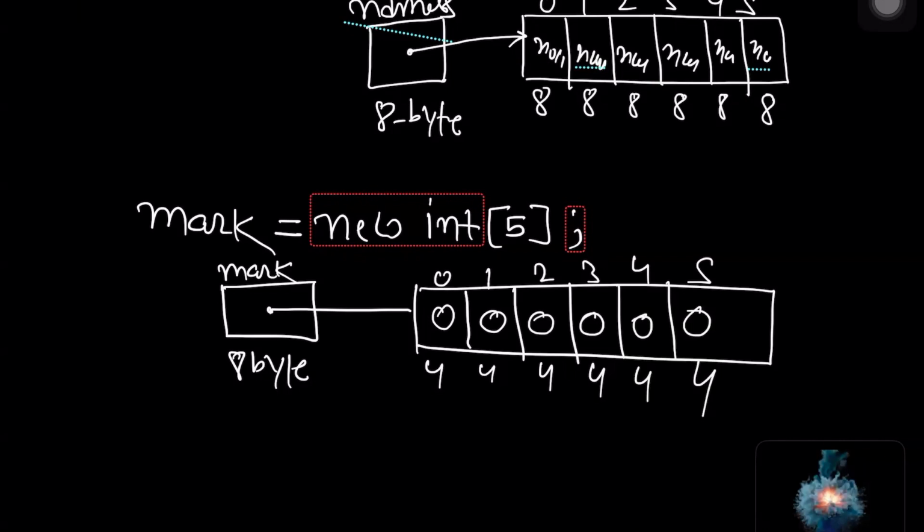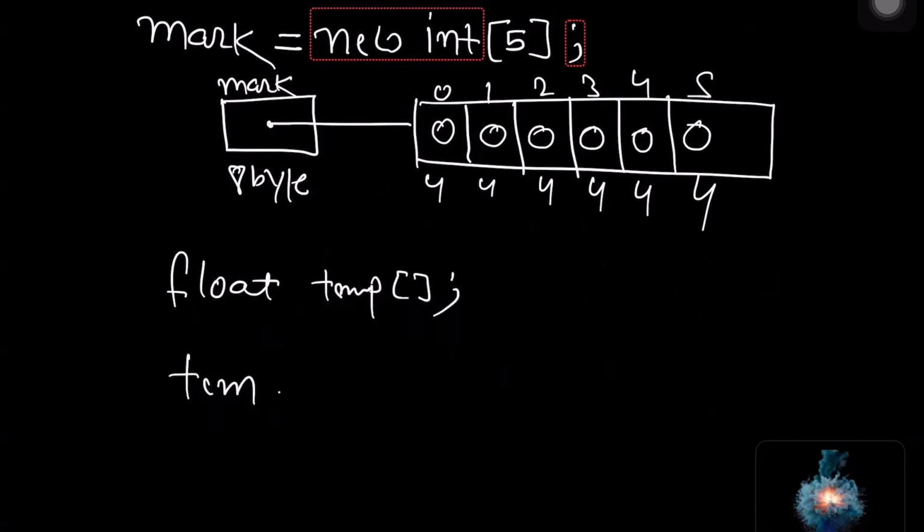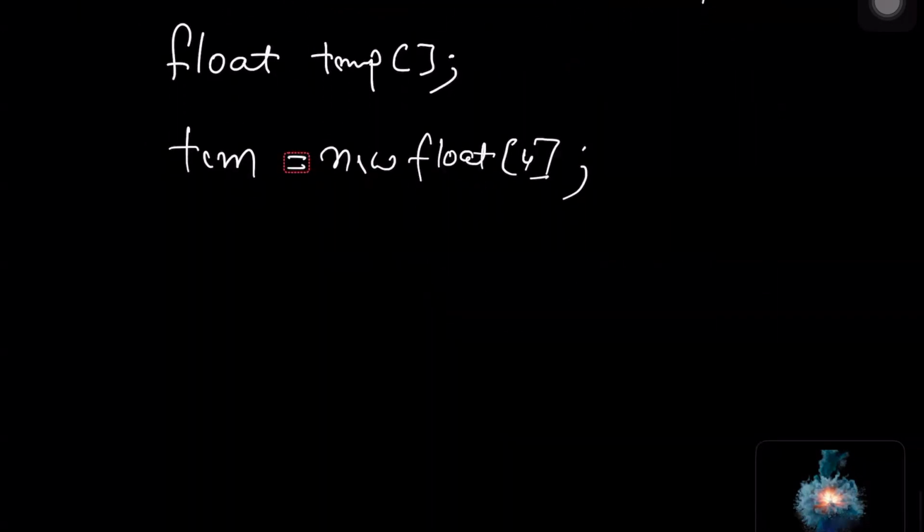Okay. Then what about float? Let us assume I declare a float array, temp, and I've declared this. Now what I'm doing: temp equal to new float, and size is 4. So what will happen here?